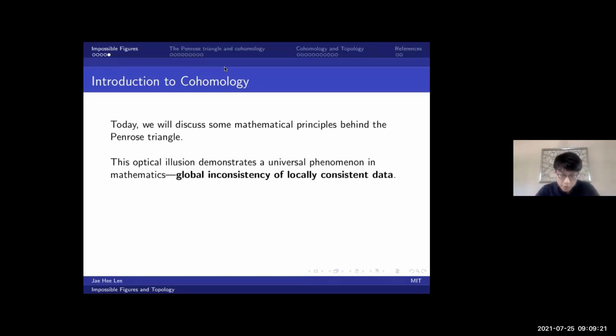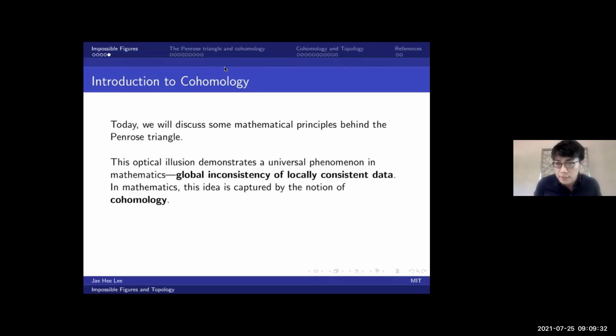Mathematically, the corresponding notion is called cohomology. This is just mathematical jargon for describing this notion, and really this mathematical notion of cohomology is what I'm trying to describe through this talk. I'm not going to throw at you all the formal definitions and rigorous constructions that go into actually defining things like cohomology, but I'll just try to explain the basic idea behind it.